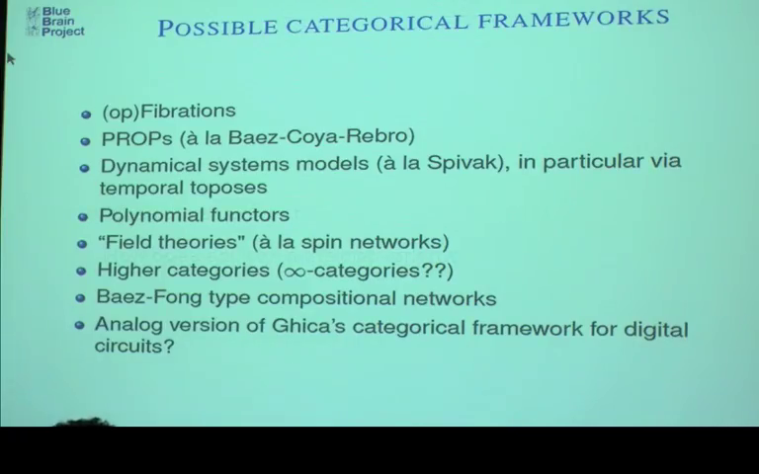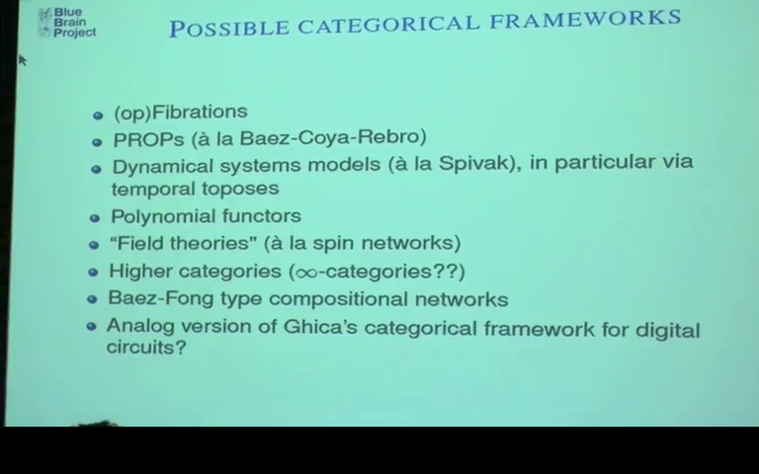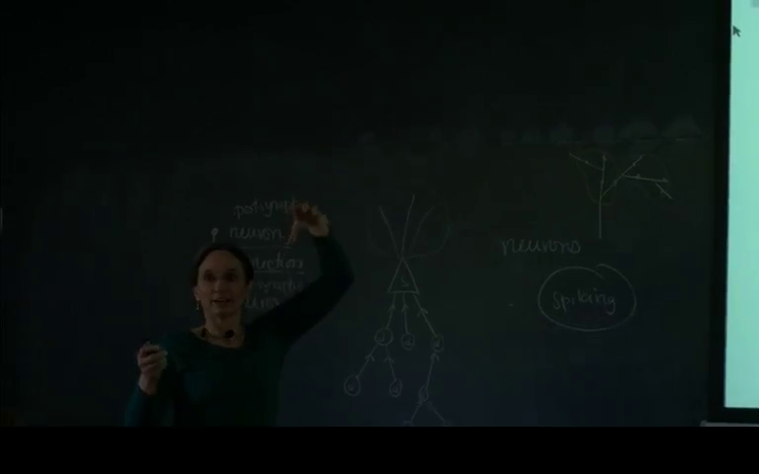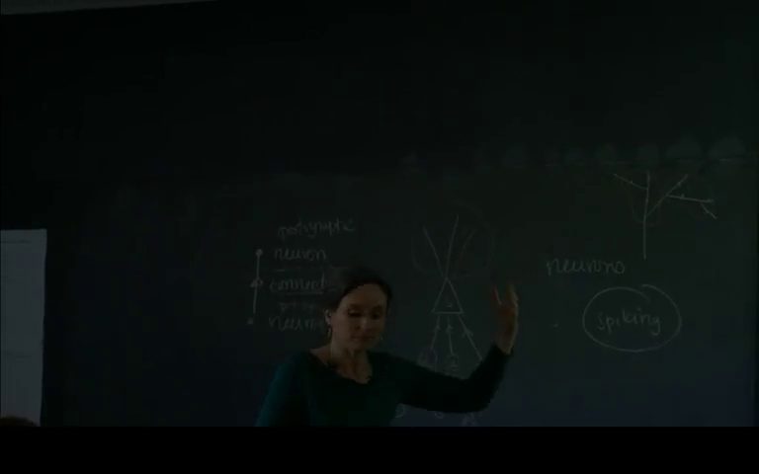Possible categorical frameworks, there are lots. If you think about fibrations, you could have some version of categories in which you could say, I have the underlying structural situation, and then I can decorate it in various ways. I can say I'm going to decorate it with various vector spaces or whatever. And I can think about props. Props come up very naturally. If you're thinking about these neurons, they have all these inputs and outputs. You have a bunch of props that you're gluing together. Maybe there's a way to think about that.